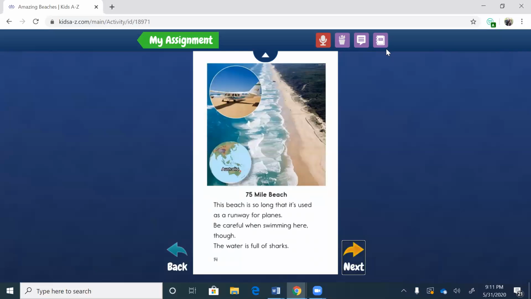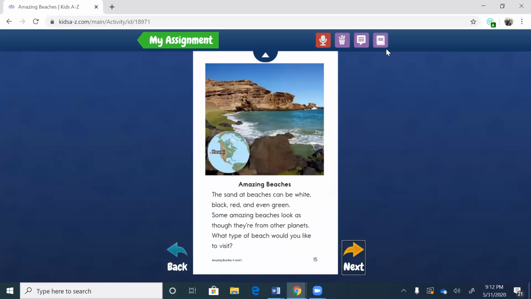Okay, let's look at our picture. We see an airplane, and this is also in Australia. It's called the 75-mile beach. This beach is so long that it's used as a runway for planes. Be careful when swimming here, though. The water is full of sharks. Okay, no 75-mile beach for me.